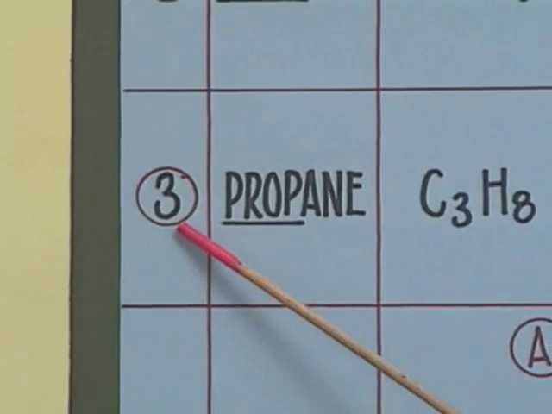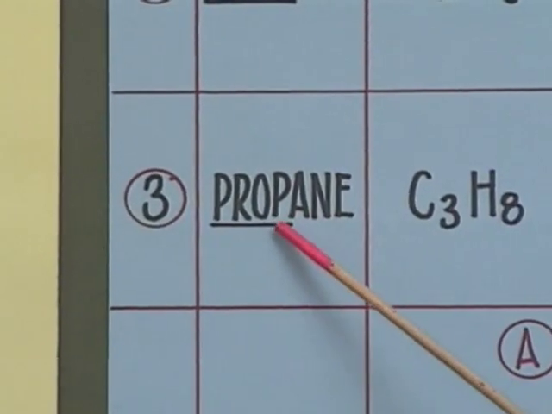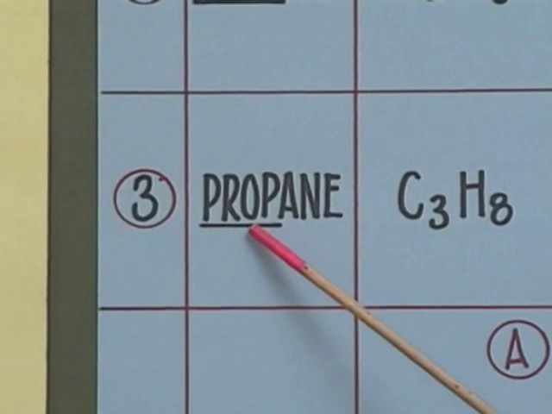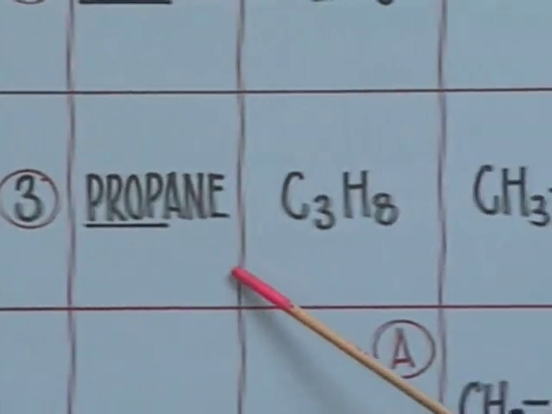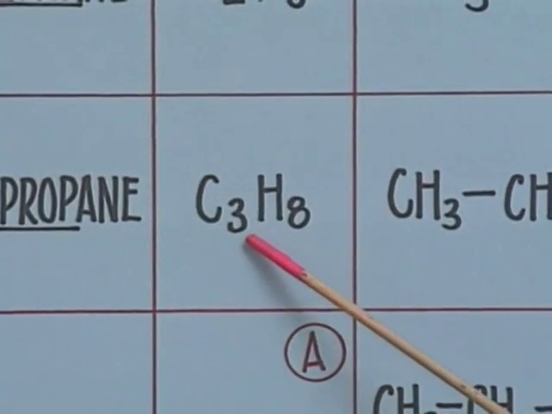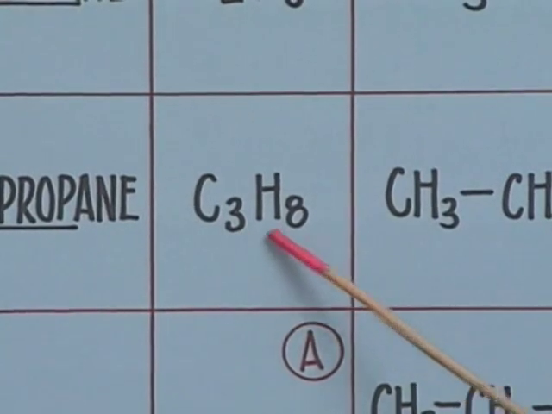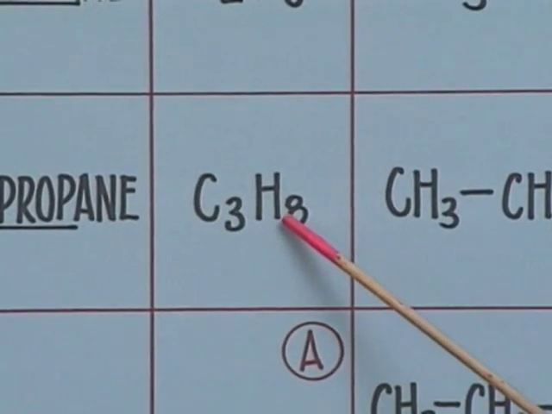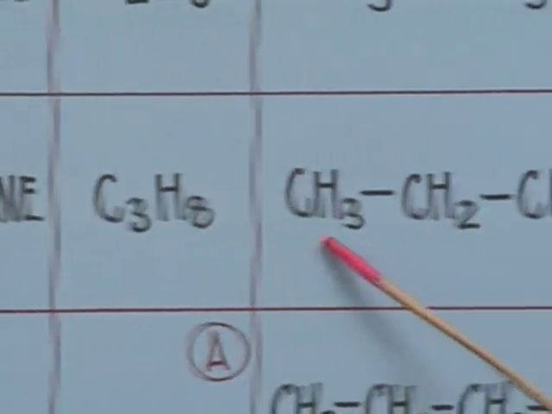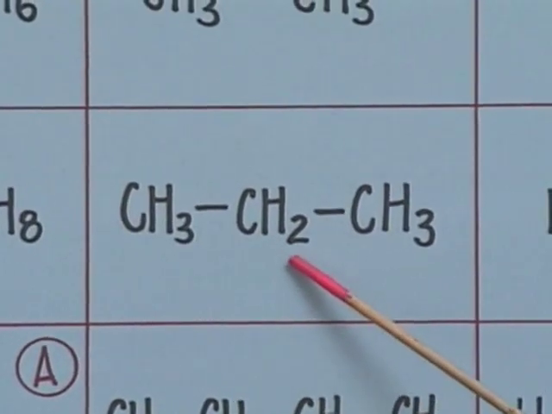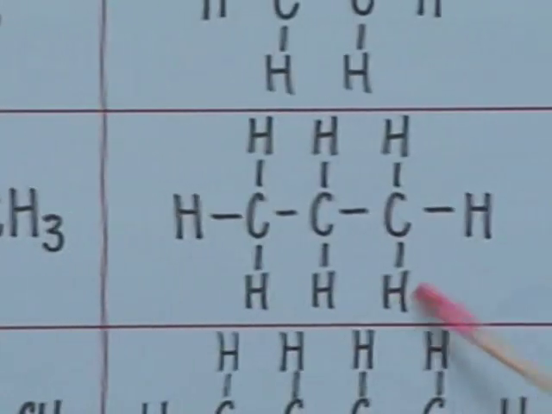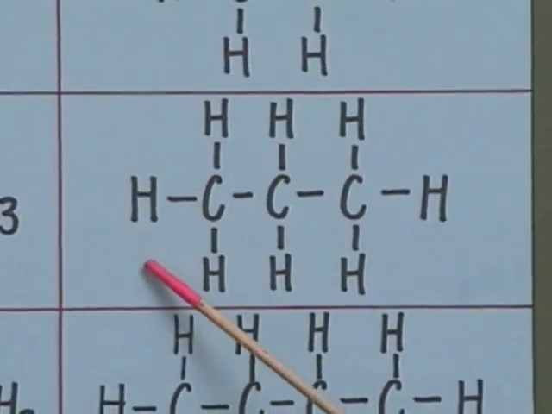Our third member with n equals 3 is propane, where prop is the numeral prefix for any organic compound containing 3 carbon atoms. What will our formula look like? We have 3 carbon atoms, n is 3. H is 2n+2, so 2 times 3 is 6 plus 2 is 8. This is our semi-structural formula, CH3, CH2, CH3, and our structural formula with all the bonds shown.